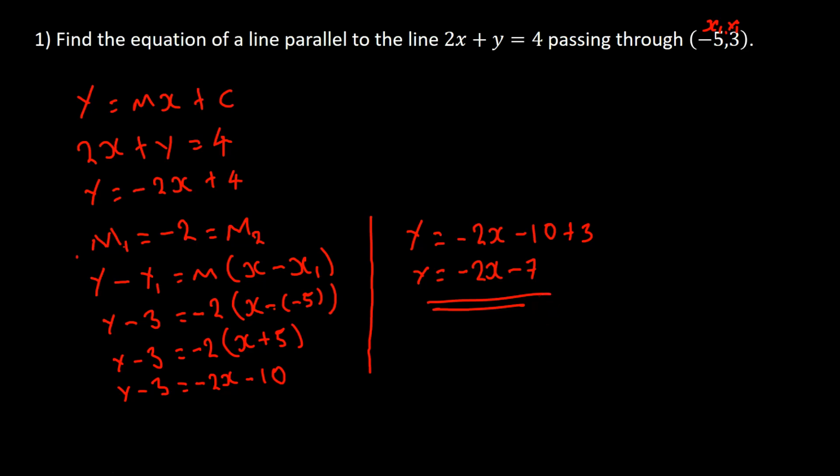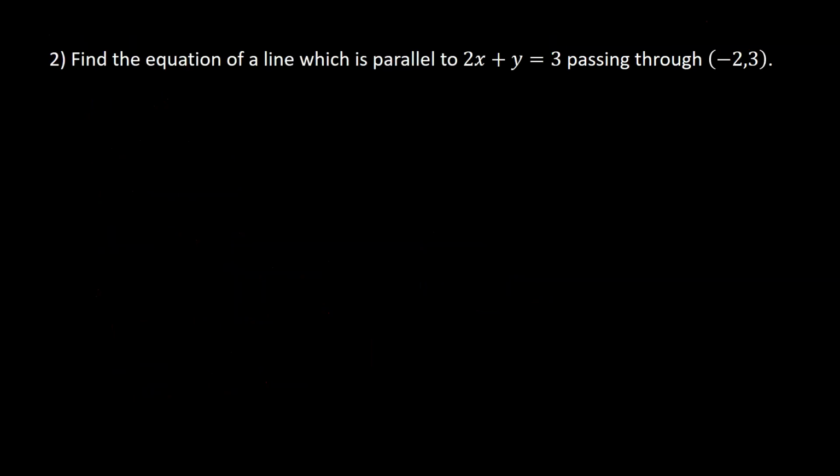Let's look at the other question. The second question is asking us to find the equation of a line which is parallel to 2x plus y equals 3, passing through negative 2, 3. We do the same as in the previous question. We have to put it first in the standard form. We can see that our equation again is not in the standard form. So let's rewrite it again.